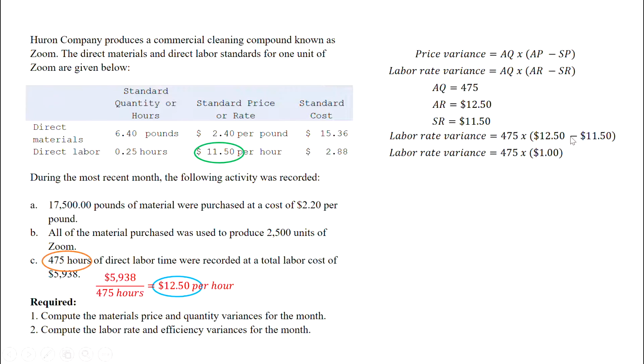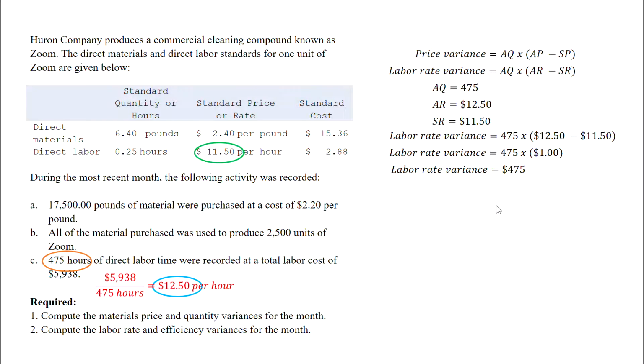If you look at this, we thought that we were going to pay $11.50. We actually paid $12.50 per hour. So we paid $1 more per hour. Take that $1 more per hour, multiply it times the 475 hours that we incurred to produce all of these Zooms, and our total labor rate variance is $475.